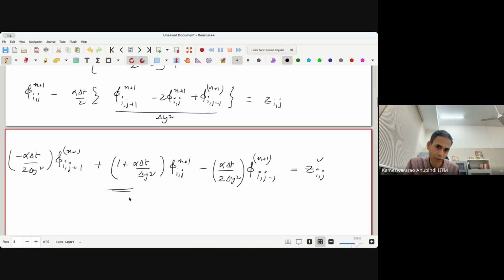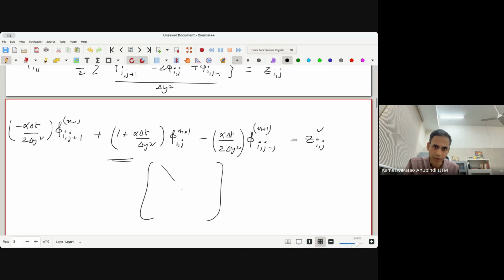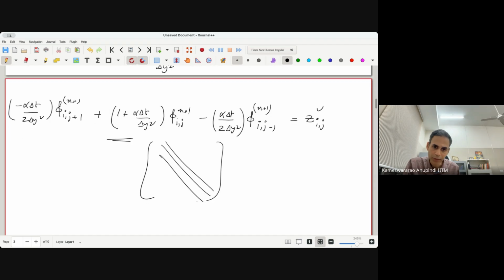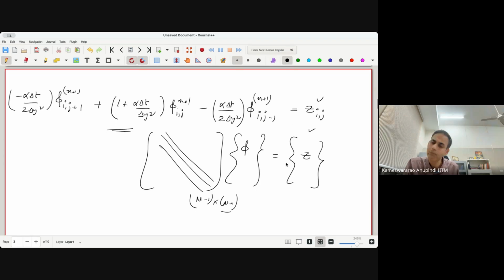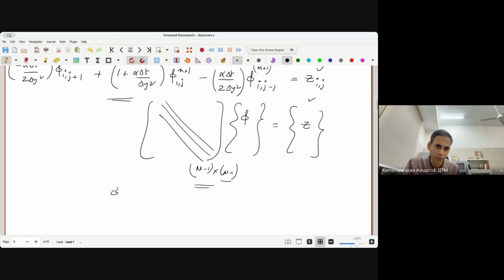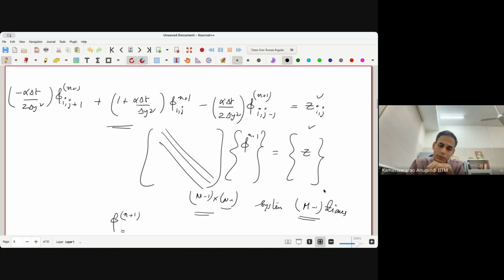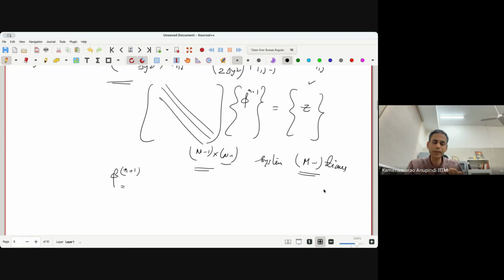So you have to now solve another tridiagonal matrix algorithm. But this time you're solving in y, right? Because this is in y. So this is going to be an n minus 1 by n minus 1 system in which you will solve for phi, and on the right hand side is z. Okay, this is now obtained. Then you will get the phi values. You're going to obtain phi n plus 1 at all the grid points. Again you are solving an n minus 1 by n minus 1 system, TDMA, m minus 1 times. Okay, so this is much simpler than actually solving the full matrix.